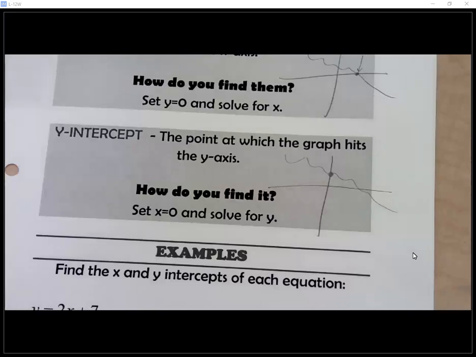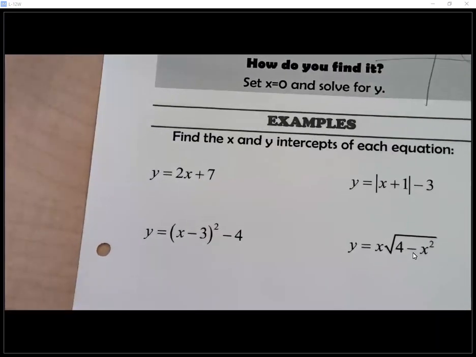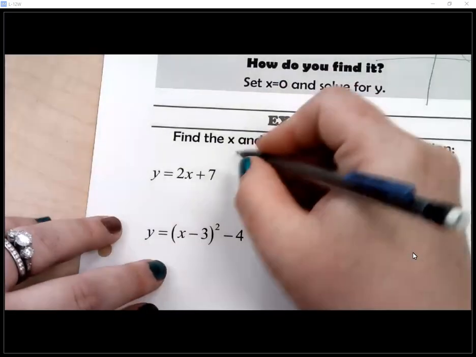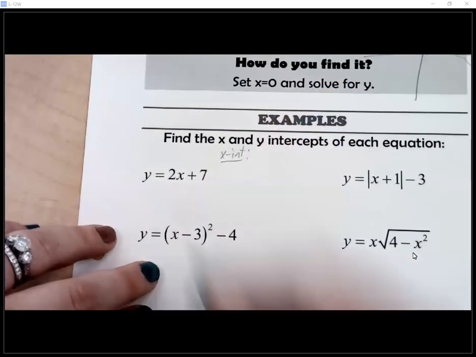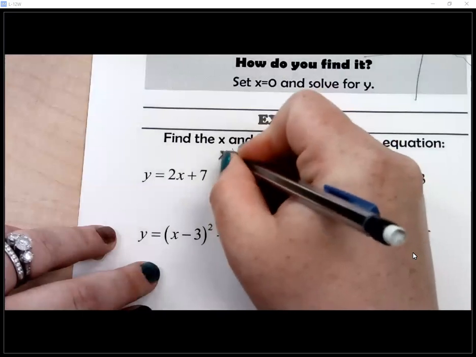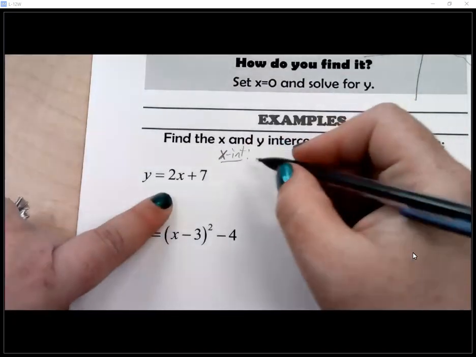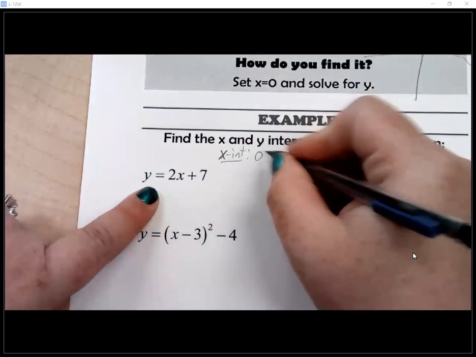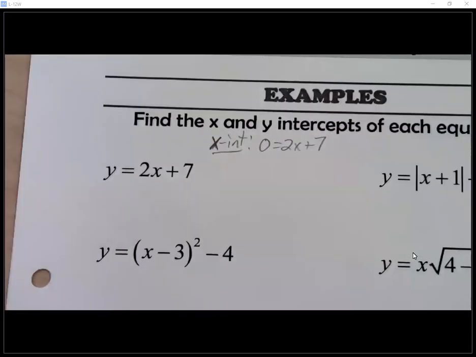So let's take a look at the examples down at the bottom. For the first one, let's solve for the X-intercept. If I'm solving for the X-intercept, that means I plug in 0 for what, X or Y? Y, yeah. Whatever intercept you're solving for, you plug in 0 for the other one. So I literally just take my equation and instead of writing Y, I write 0 equals 2x plus 7. Let me zoom in a bit. And now I just solve this equation for X. That's it. Oh, that's easy.